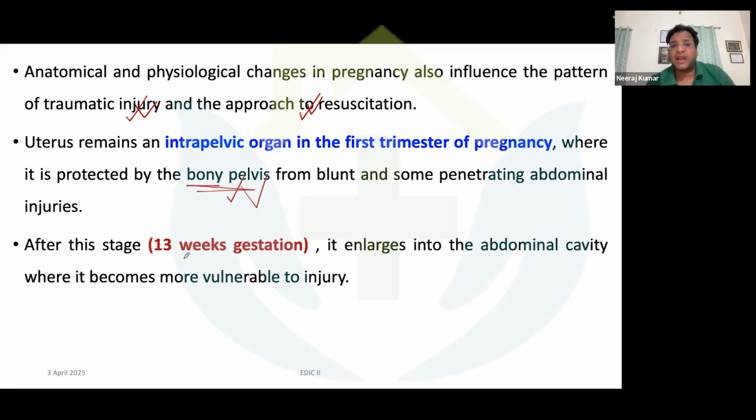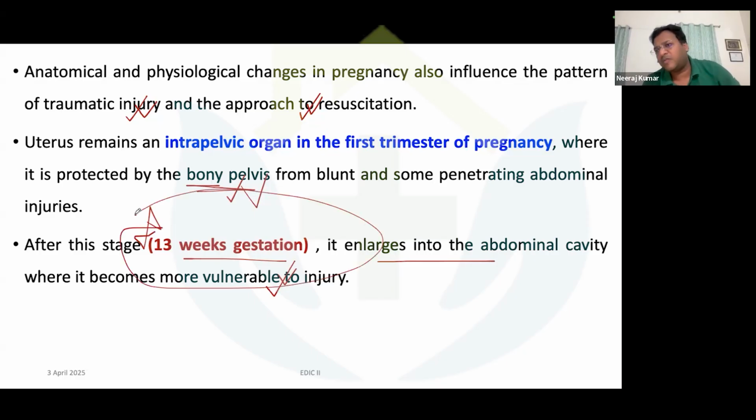But what will happen after 13 weeks of gestation? Because it enlarges into the abdominal cavity, it is no longer inside the pelvic cavity, it is now inside the abdominal cavity. So it is always more vulnerable to injuries. That's why the age cutoff is 13 weeks.